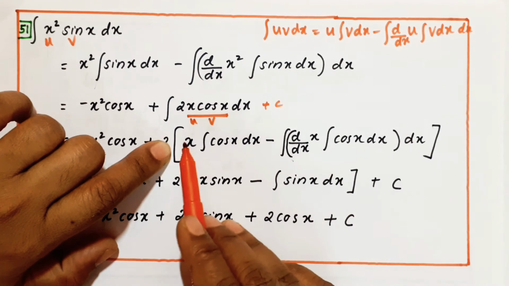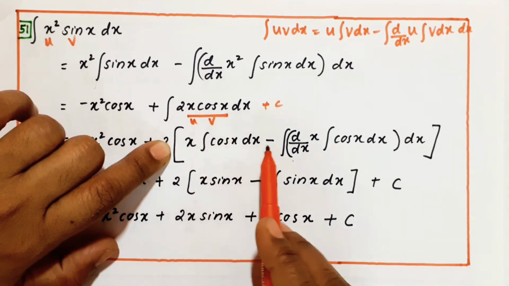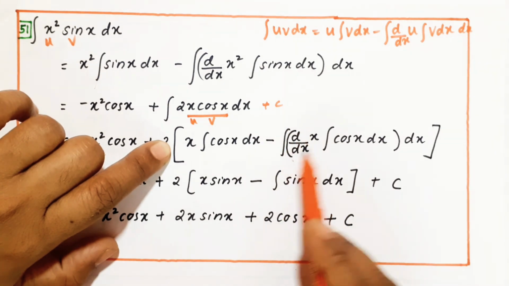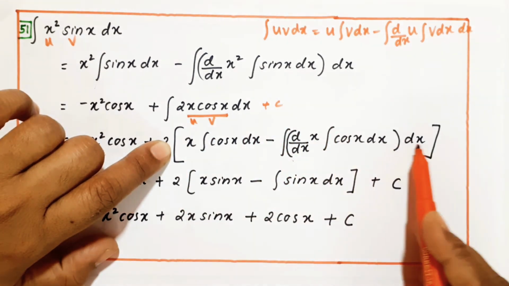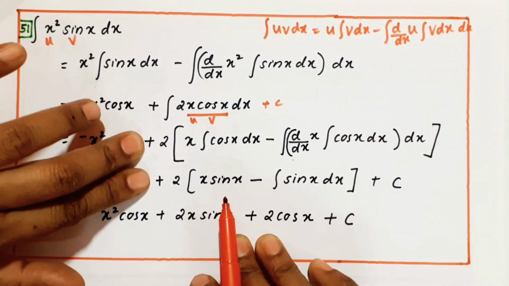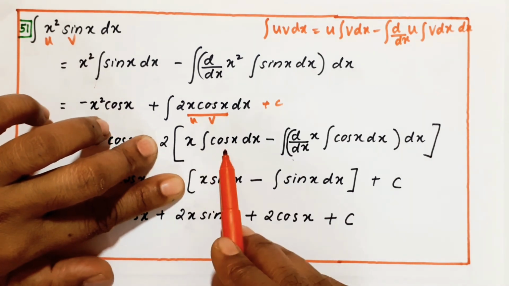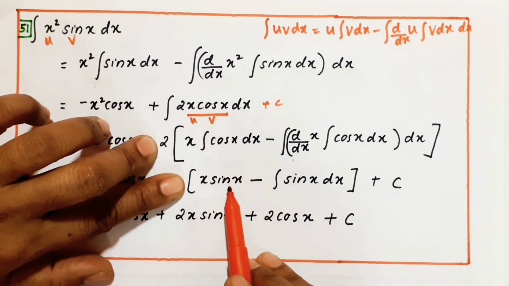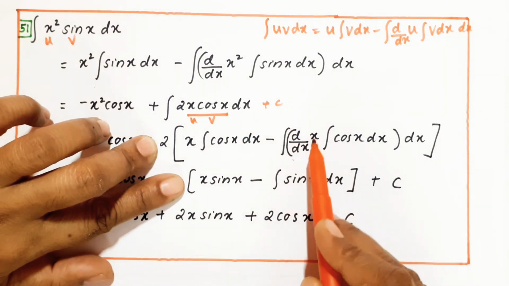So u into integral of cos x dx minus integral of d by dx of x into integral of cos x dx of whole dx. Now minus x square cos x, there is no change, plus 2 we write it like that only. x into, what is integral of cos x? Sin x. So x sin x minus integral of dx by dx is 1.